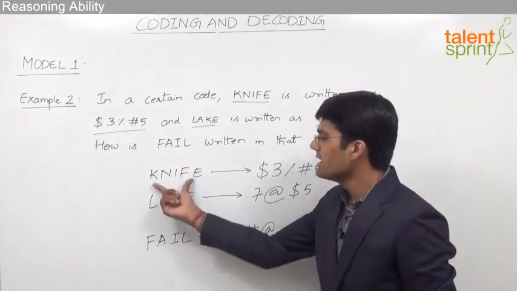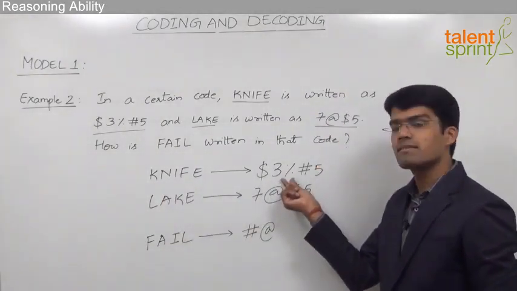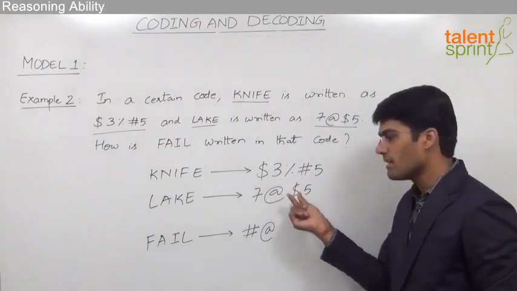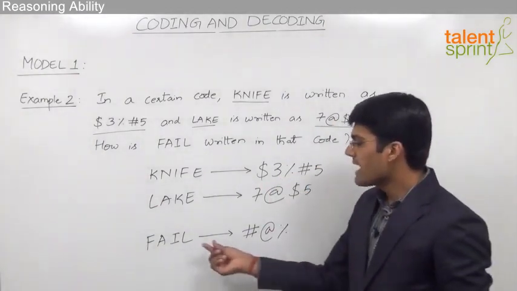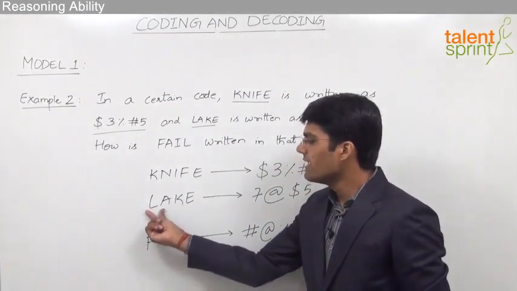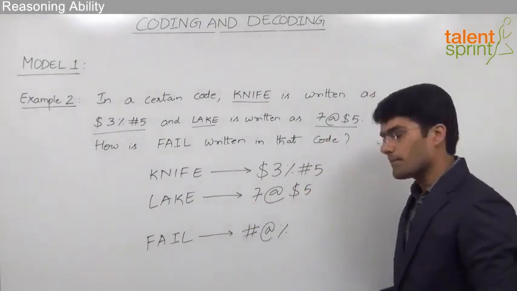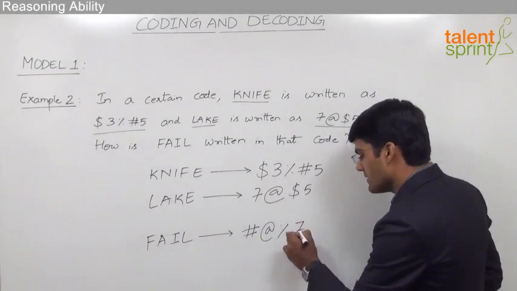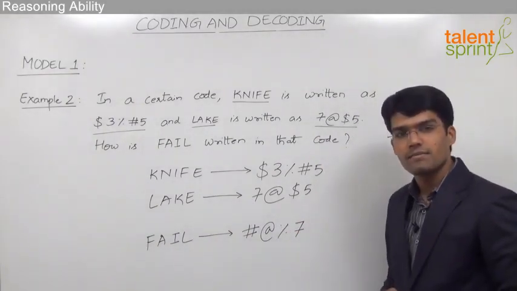I can be seen in the word knife and it is in the third position. And the third position on the other side is taken by percentage. So we can say that I should be taken as percentage. And the last letter L in the word fail can be seen in the word lake. That is the first letter. And here the first position is 7. So fail is coded as hash, at the rate, percentage, 7.